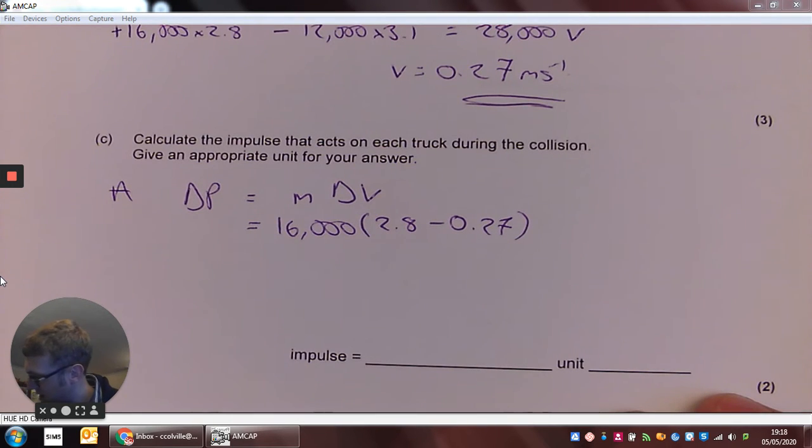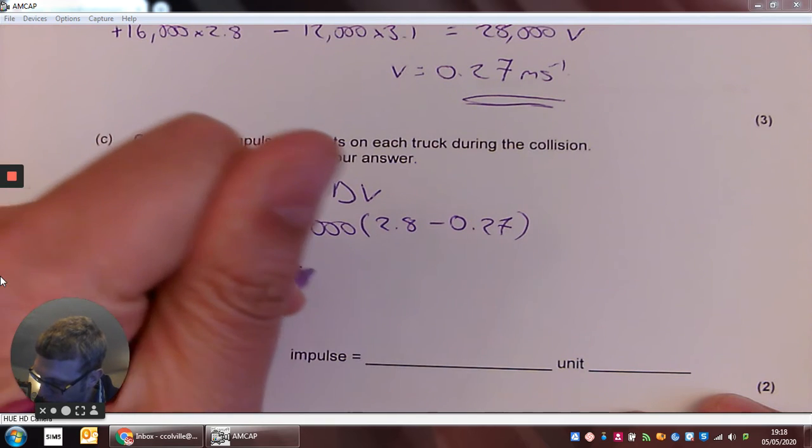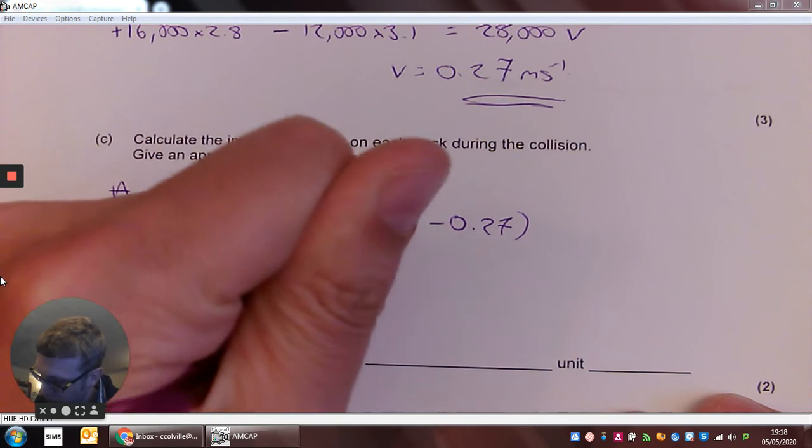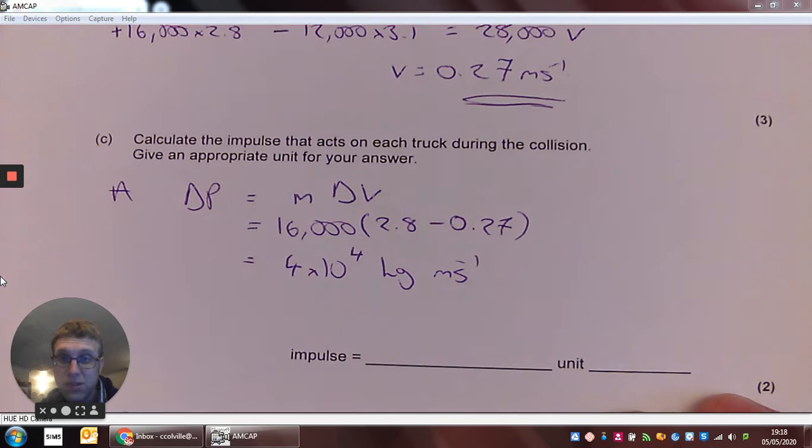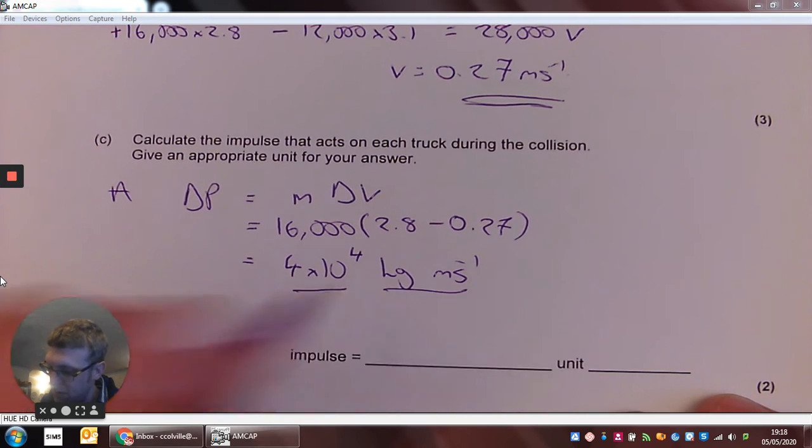So that means that my impulse, if I put my numbers in, is 4 times 10 to the 4 kilogram meters per second. You can use Newton second there as well instead, but that's kind of our standard momentum type unit. So that's our impulse and our unit.